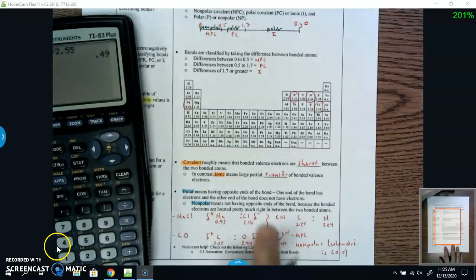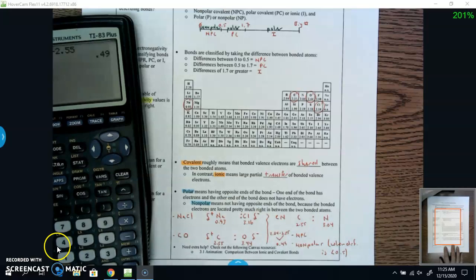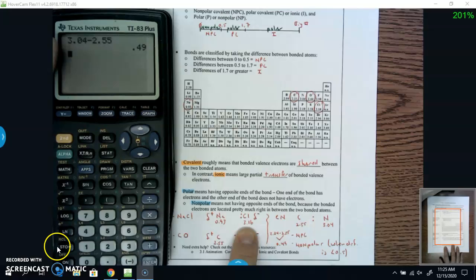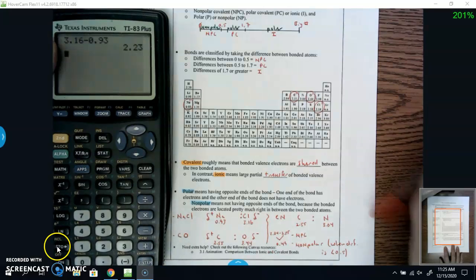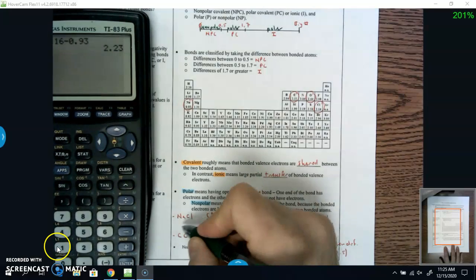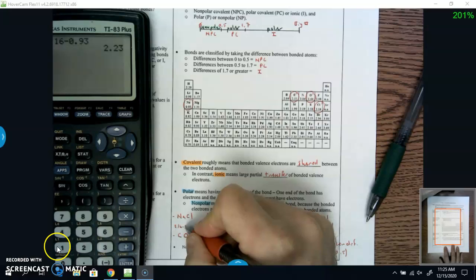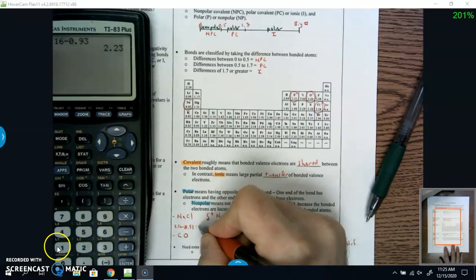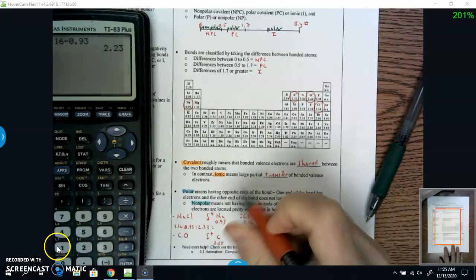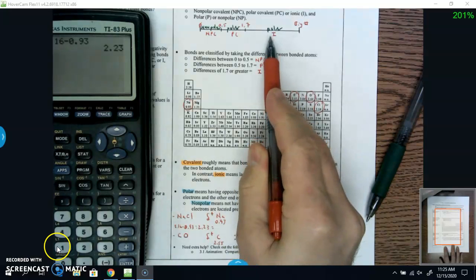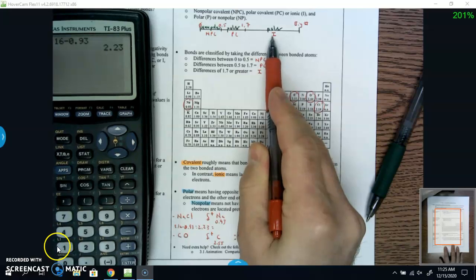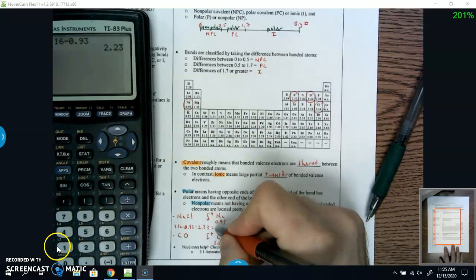Now we're going to go back and we're going to do the same type of analysis for these two. If we take a look right here, in the chlorine-sodium example, sodium chloride, we've got 3.16 minus 0.93. So the difference here is going to be 2.23. Having a difference of 2.23 puts it up in this category. So you can see it's not only an ionic bond, but an ionic bond is a polar bond.